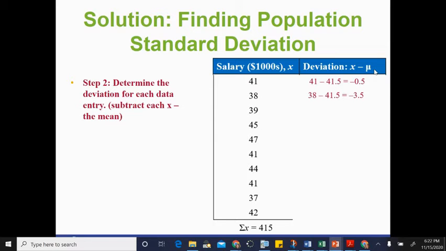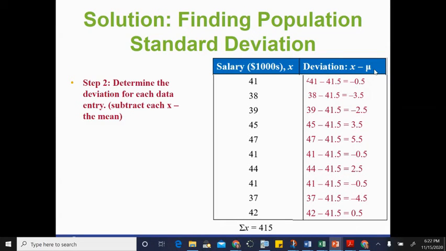38 minus 41.5, get an answer. And then you're going to keep doing that all the way down, okay? So now these are what we call the deviations. That just means how spread out is the data from the average. And you've got to add those up. Add those up, 0.